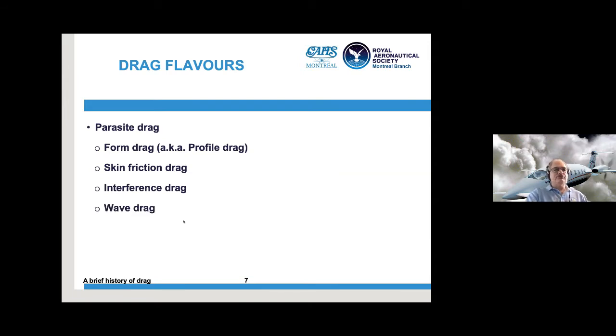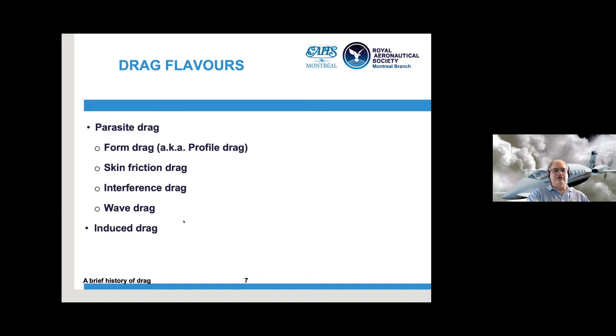We have wave drag, which is as a result of the formation of shock waves. It happens anytime an aircraft is transonic, which is where, no matter what speed the plane is going, some part of the flow achieves sonic velocity. And then we have induced drag. Induced drag is drag caused by the production of lift, nothing else.